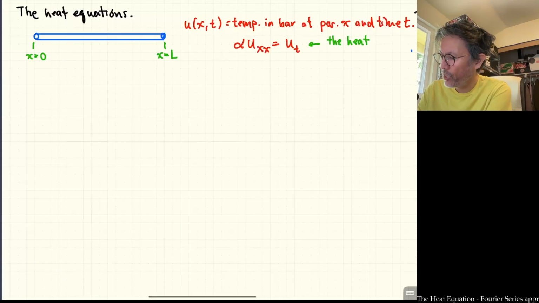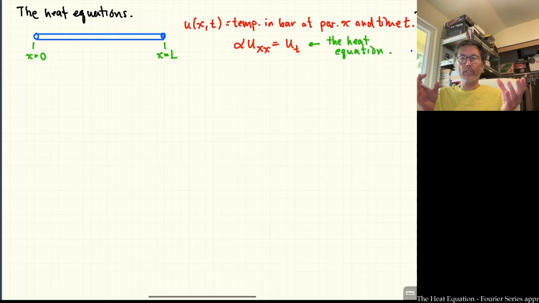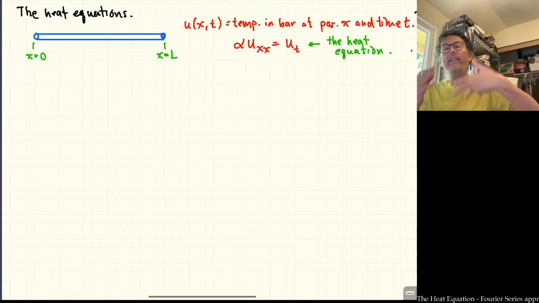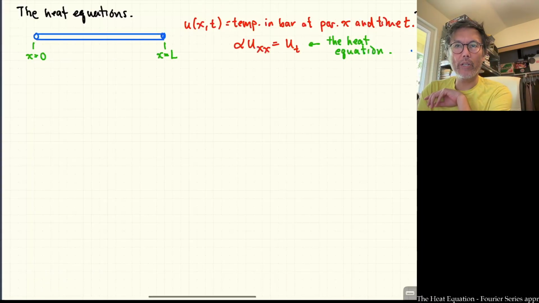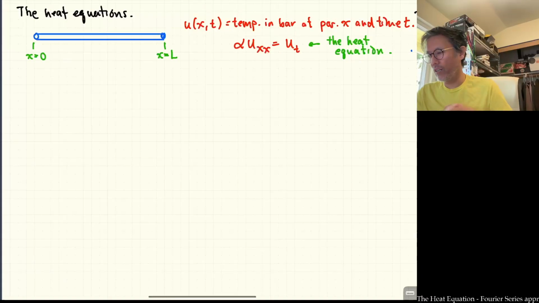It's a partial differential equation, but it's special because it's a linear partial differential equation. And the impact of that is that if we have two different solutions to the heat equation, then we can take any superposition of those two solutions and again get a solution to the heat equation. That's what linearity means in this context, and it's going to be very crucial for us in our Fourier series approach to solving it.